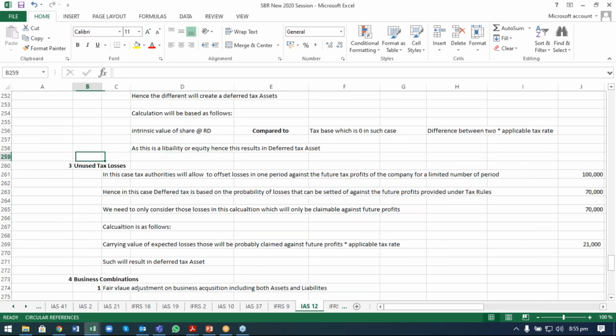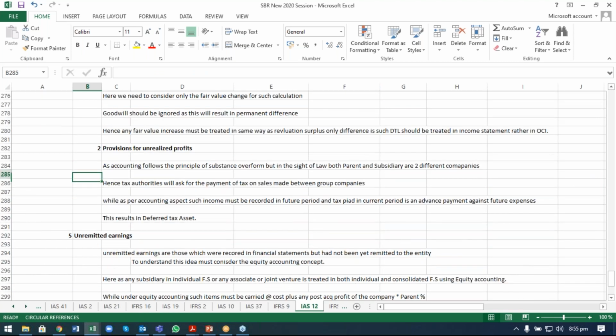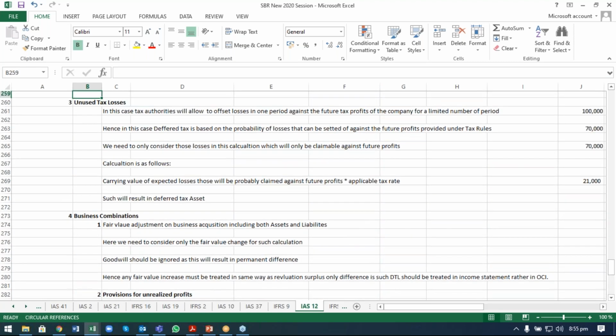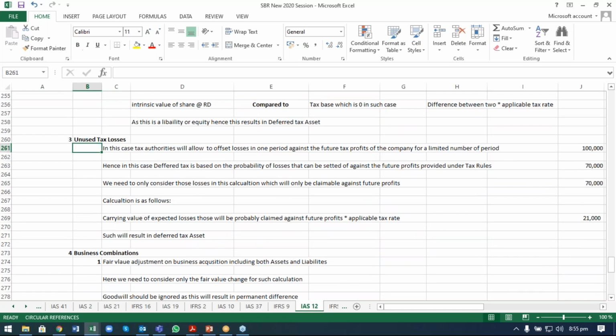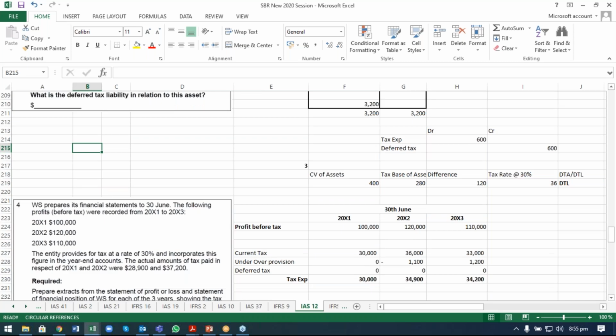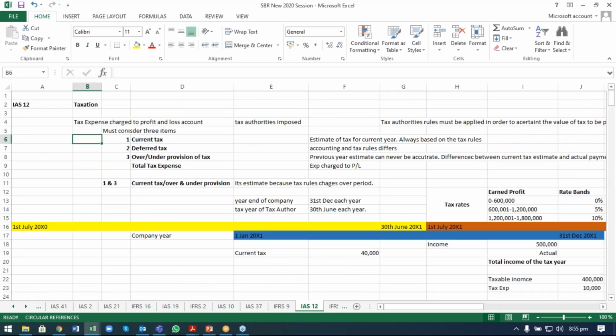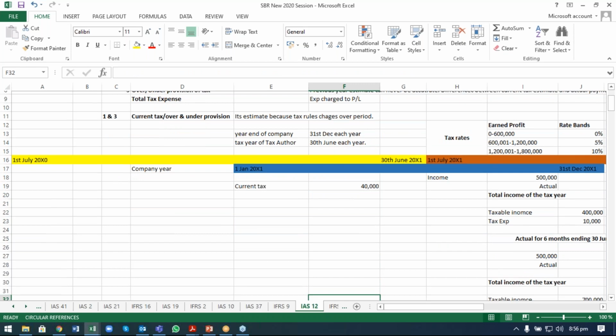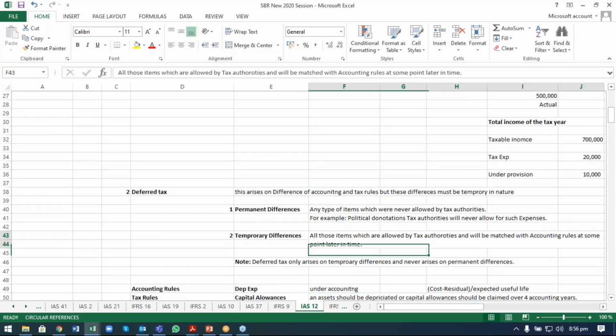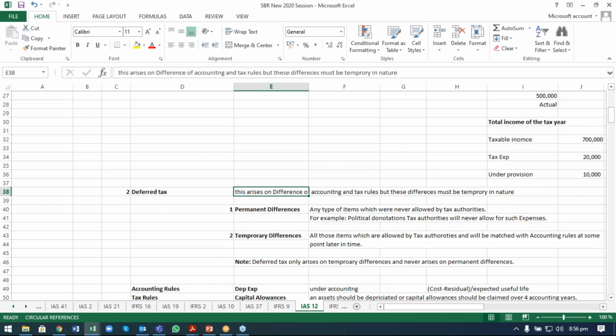If you're looking at deferred tax and unused tax losses, this is the unused tax losses criteria. What amount should be recorded? In this case, first I'll explain what deferred tax actually means. Deferred tax is a difference between accounting rules and tax rules. Tax authorities have given you some different criteria, and accounting provides different criteria. So the difference of assets and liabilities under those two is considered a deferred tax. This arises from differences in accounting and tax rules, but these differences must be temporary in nature.